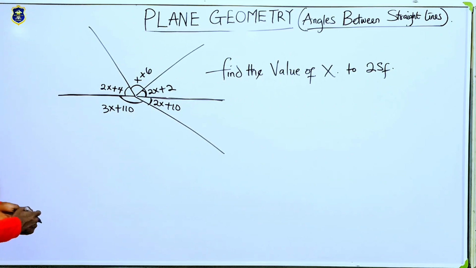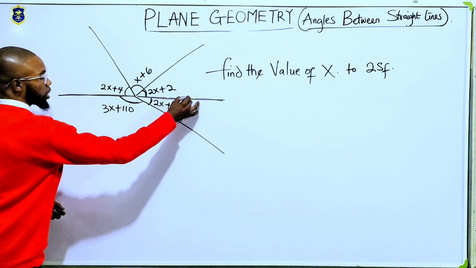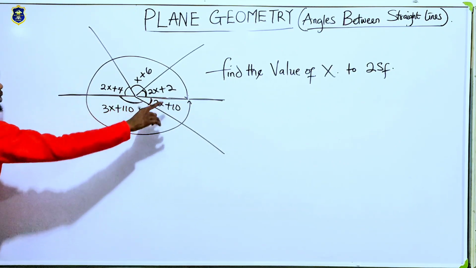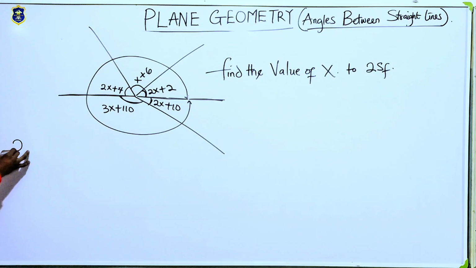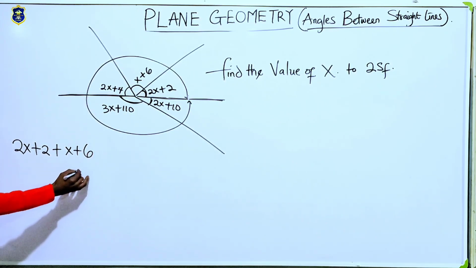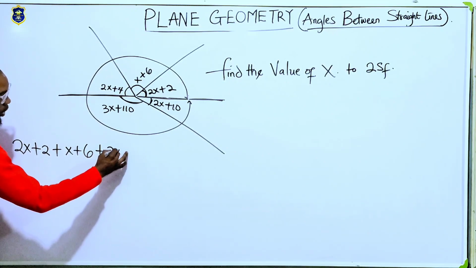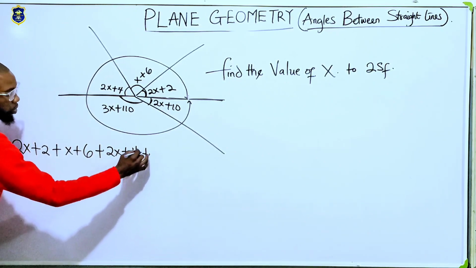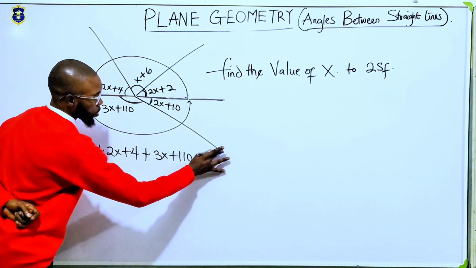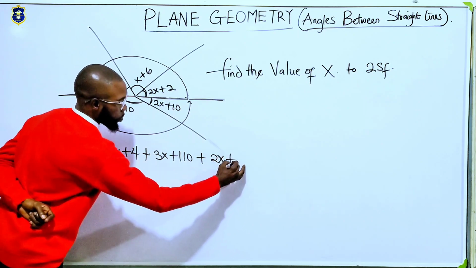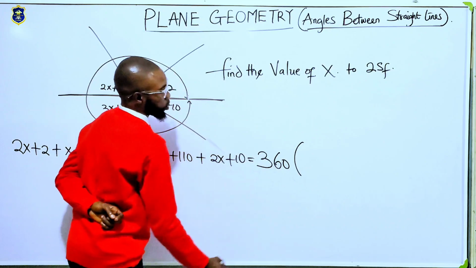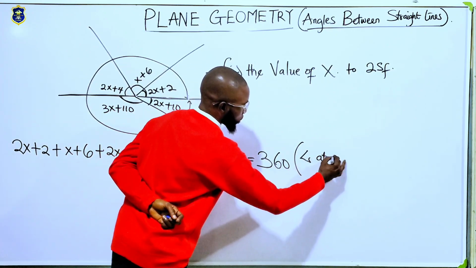Right, so let's work now. In doing this, what do we do? We start from here, and then we add all the way down. So let's start from here. Here we have 2x plus 2, and then plus x plus 6. And then we have 2x plus 4. And then we have 3x plus 110. And then plus 2x plus 10 equal to what? Remember we said 360. The condition is that the angles are at a point, right?